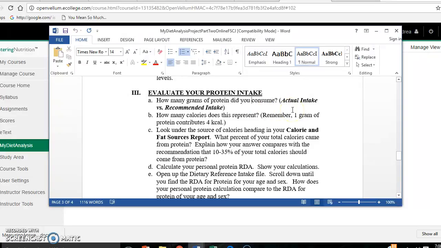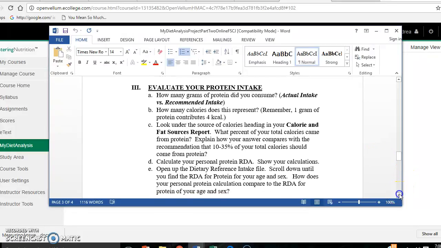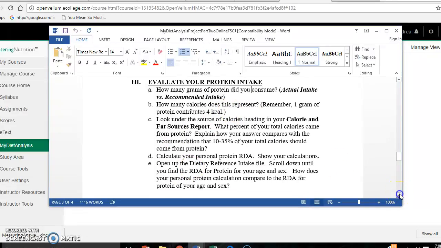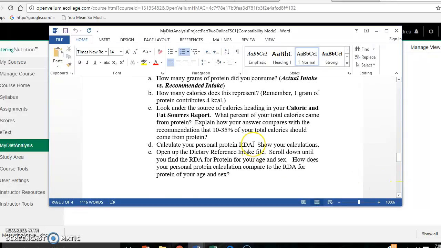What you need to really pay attention to in this section is letter D, because how many grams of protein you consume and how many calories this represents is really not hard to find. But for letter D, it says to calculate your personal protein RDA as well as show your calculations. You must show your calculations. If you do not show your calculations, then points are going to be lost.